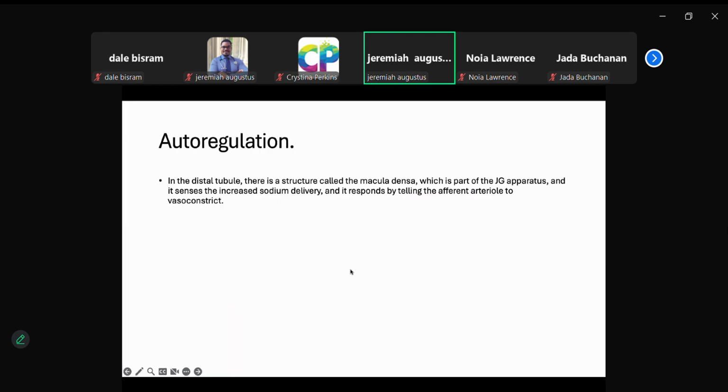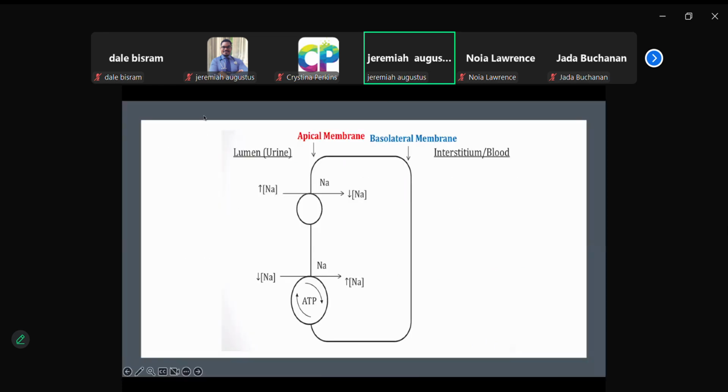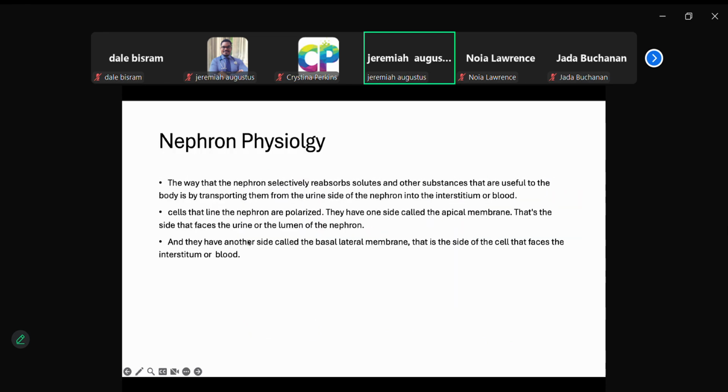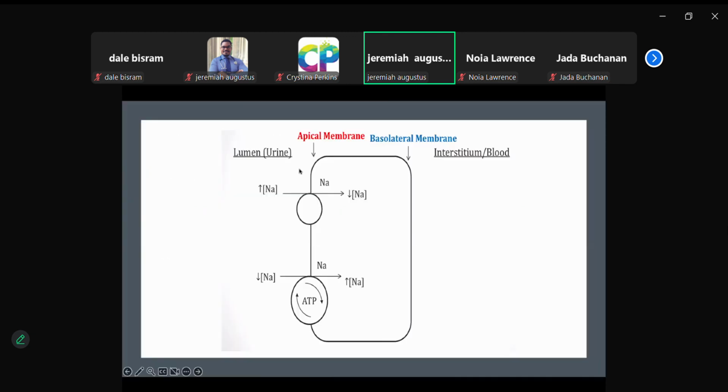All right. So we were here. The cells of the nephron are polarized, and they have two parts. There's an apical membrane and there's a basolateral membrane. This part here is the apical membrane, and this is where the urine is. And there's an interstitium of blood on this end, where the blood and the capillaries are passing back, right?